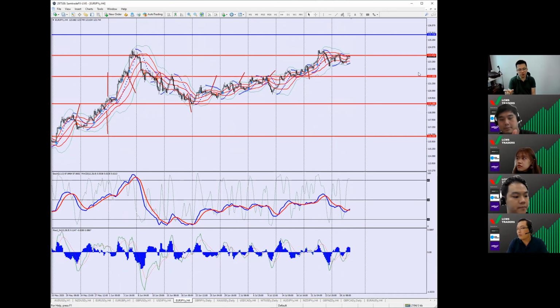Have a little patience, wait for that move to happen, wait for it to break that 123.83 level before you make a decision whether to buy it up or whether to sell it lower. Okay, makes sense so far? Alrighty, let me just check the chat again.